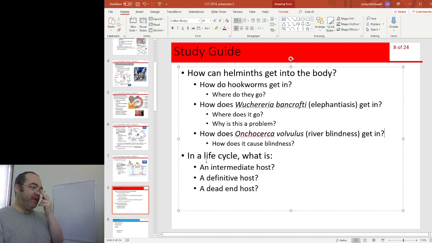Be able to identify in a life cycle an intermediate host, a definitive host, and understand what a dead-end host is.